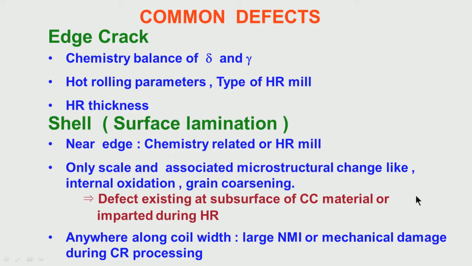Now, in shell you might find that you only have some scale, and there is a change of microstructure like internal oxidation or grain coarsening.